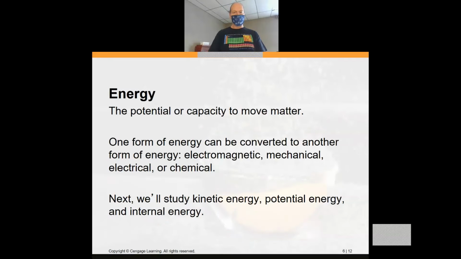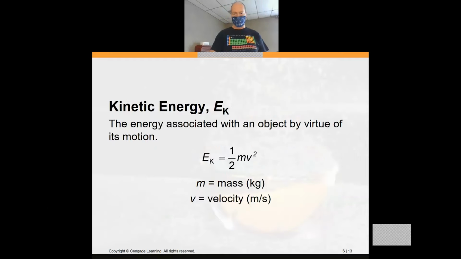All right. So energy, the potential or capacity to move matter. One form of energy can be converted to another form of energy. You've got electromagnetic, mechanical, electrical, chemical. We're going to talk about the difference between kinetic energy. We just did kinetic energy, E sub K or KE, and that is 1/2 mv squared. And that is where things are moving. They have a speed, they have a velocity. Then you've got your potential energy, and that is the energy of position, and also your internal energy.